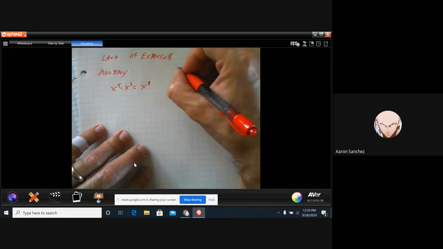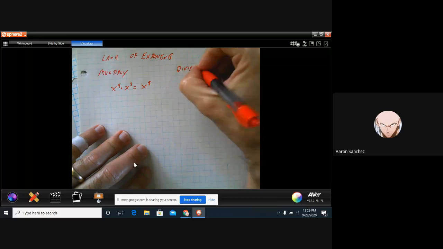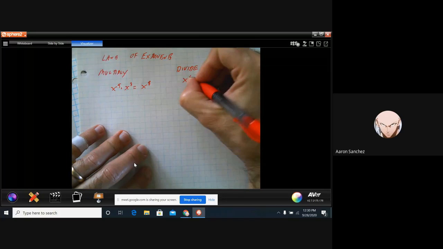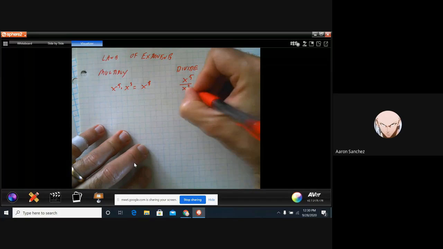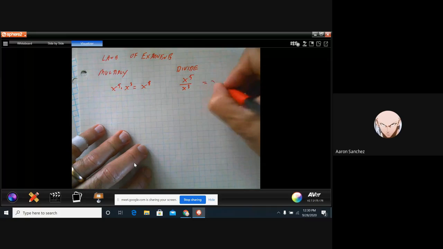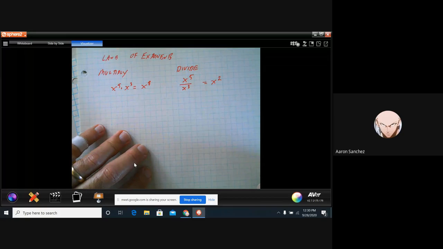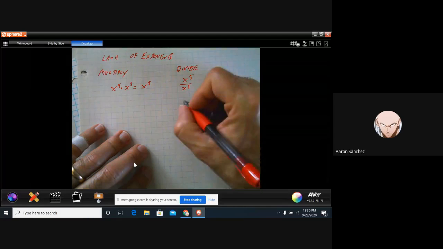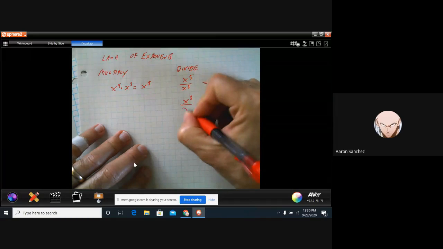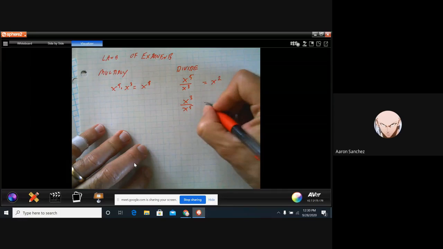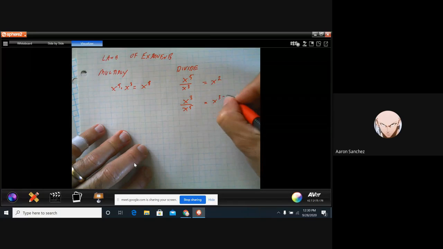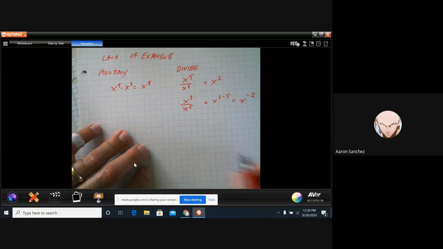Divide is subtraction. If I say x to the fifth divided by x to the third, that is going to be x to the second. Okay? Now also divide. What if I said x to the third divided by x to the fifth? Really, that's saying x to the third minus 5 would be x to the negative 2. Okay, so that would be negative 2. Now, let's pause. We'll go back to this in just a second.